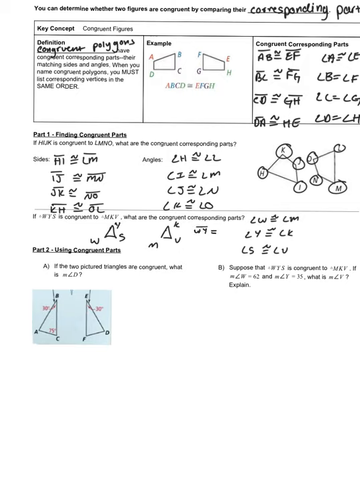WY is congruent to MK. YS is congruent to KV. And SW is congruent to VM. Those are the 6 congruent corresponding parts.